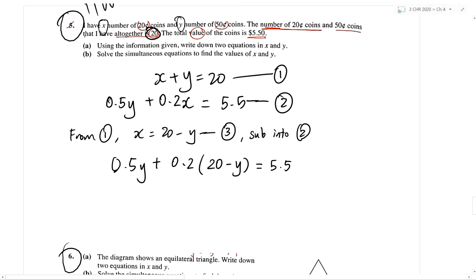Okay? So we compare equation 2 with what I've just written. 0.5y, 0.5y, same. Plus and plus, same. 0.2, 0.2, same. Now the x is replaced by 20 minus y over here. Then our equal sign, same, 5.5, 5.5. Literally just substitute. Now we have a new equation with only one unknown. One equation with one unknown, we definitely can solve it.